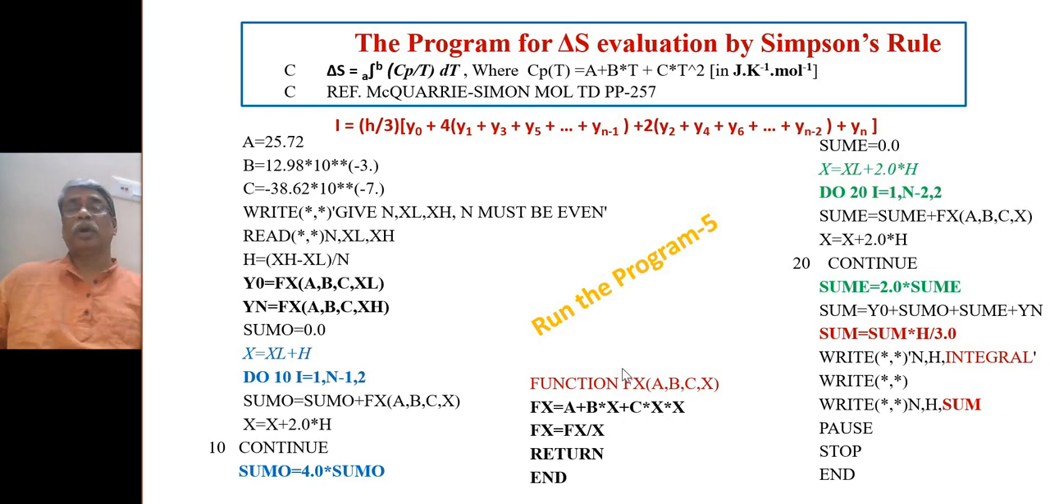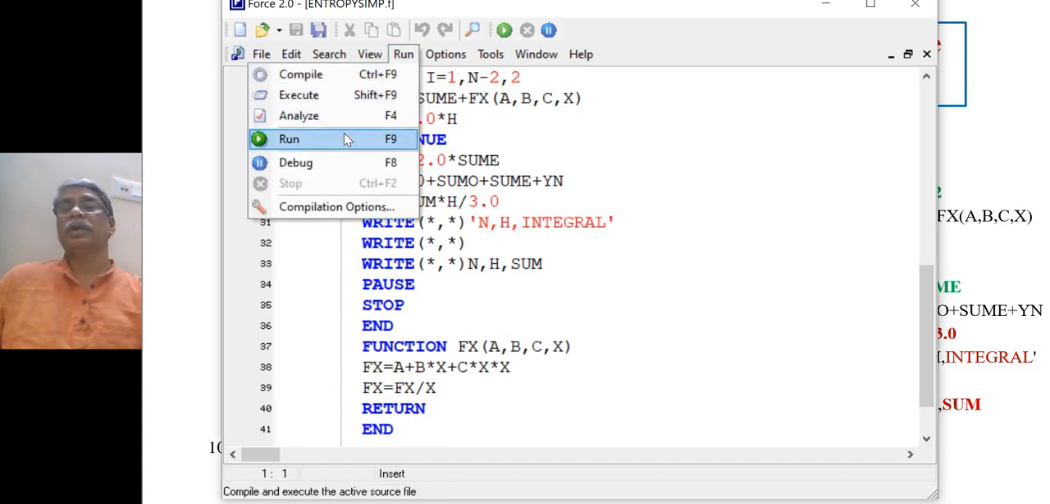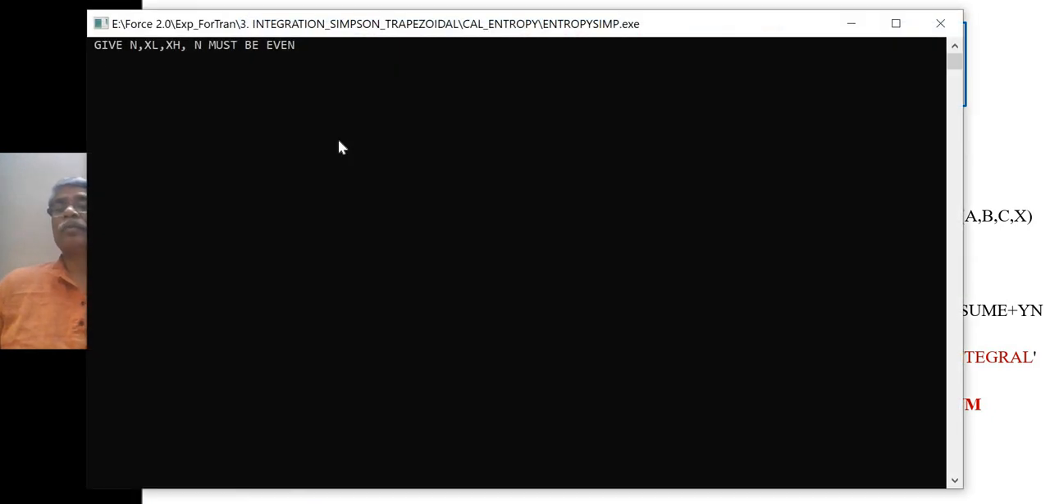Okay, so now let us run program number 5, that is the evaluation of delta s program. Okay, so let us run the program, and this time the input, let us see what input it asks for, and how we can see the output. This time we have not opened any output file, so the result is supposed to be on the screen.